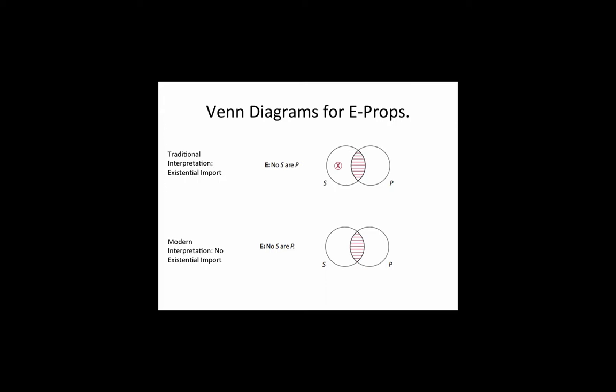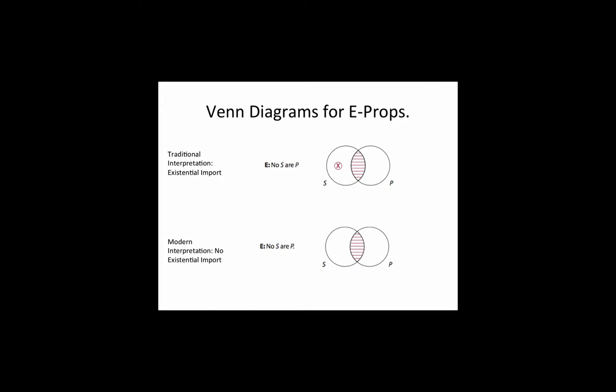Now let's take a look at the Venn diagrams for E propositions. The traditional interpretation, again, assumes a member of the subject class. And just as an aside, technically both the S and the P class assume membership. And we'll talk more about that in a little bit. But you can see that in both the traditional and the modern interpretation, the area of overlap is shaded. What that means is that the area of overlap between S and P is empty. There's nothing there. There can't be anything there.